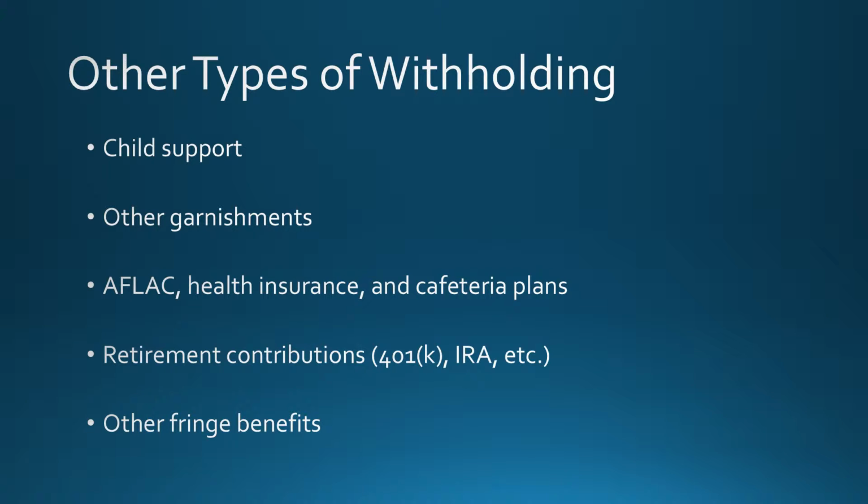Employers may be required to withhold child support or other types of court-ordered garnishments, AFLAC or other health insurance premiums or cafeteria plan deductions, contributions to retirement plans such as a 401k or IRA, or other types of fringe benefits.